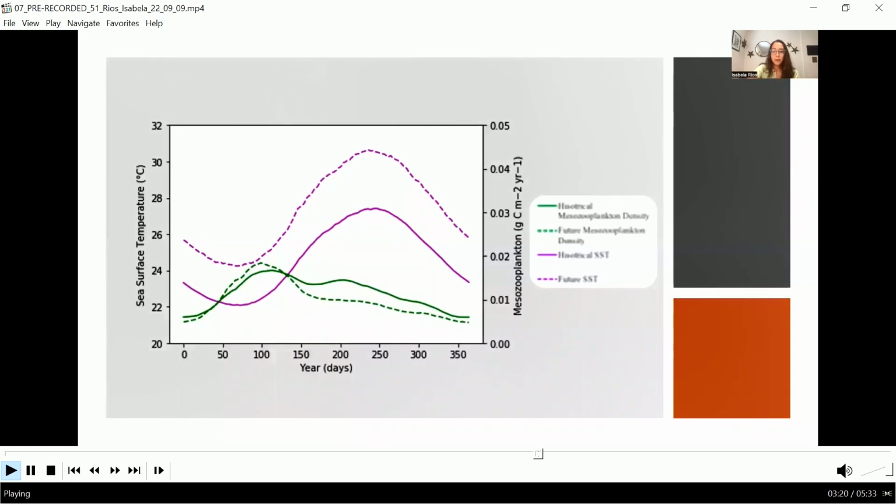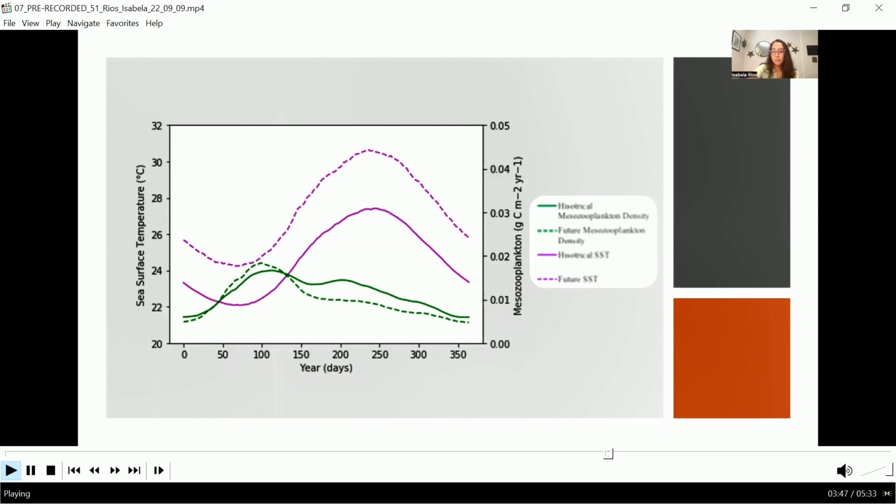In this figure, each line is an average climatology of 944 reefs in the Caribbean. The pink and green solid lines depict the historical SST and mesozooplankton density. Jumping into the future, we utilized ESM4 shared socioeconomic pathway 5. The pink and the green dotted lines depict the future of both these variables.